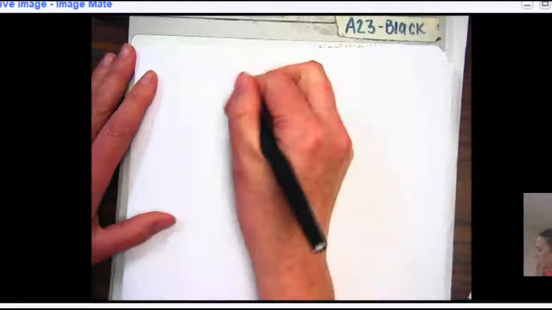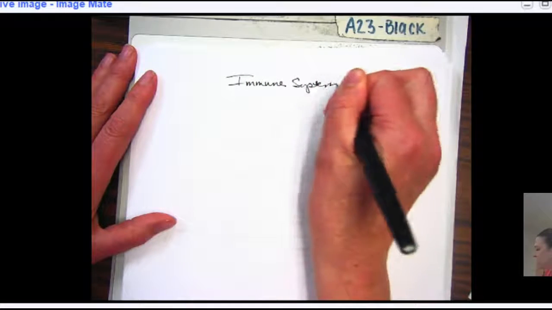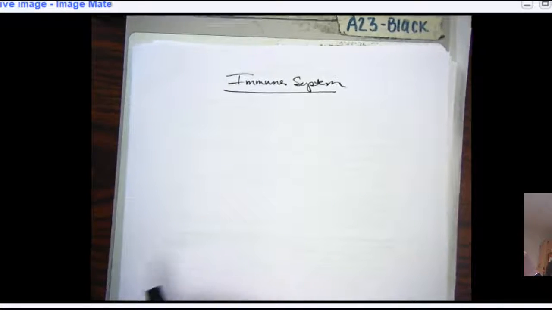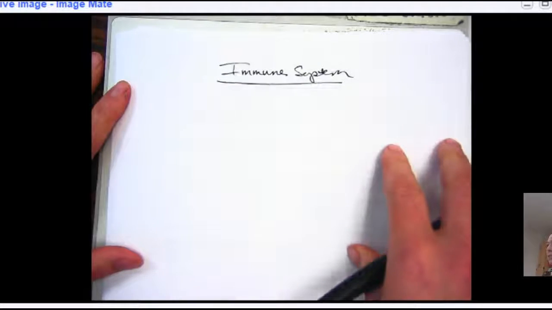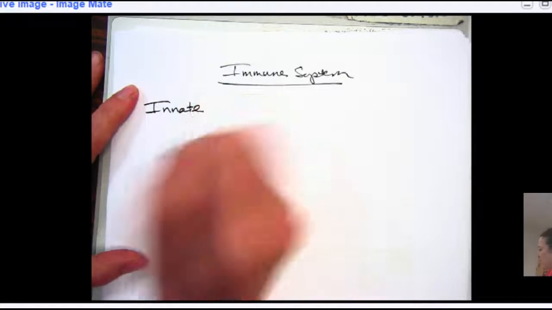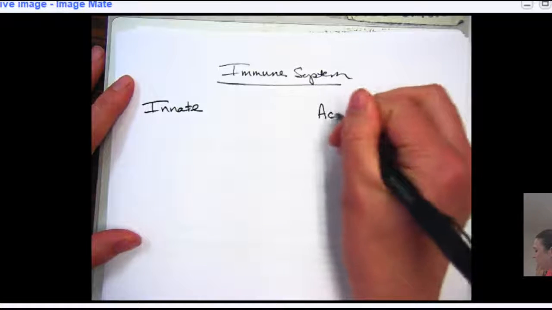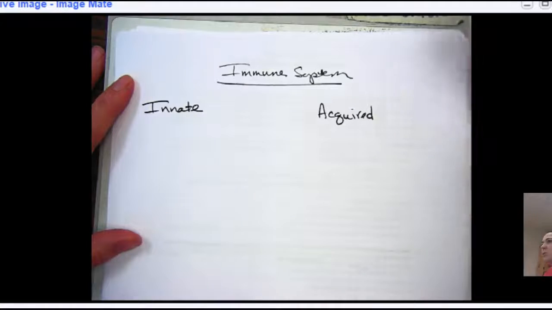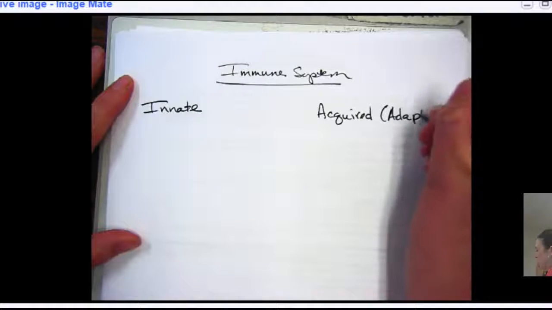So let's just do a quick review of the immune system. There are two branches of the immune system. There's innate immunity that you're born with, and then it's either called the acquired immune system because you get it as you age, or it's called adaptive because it's changing.